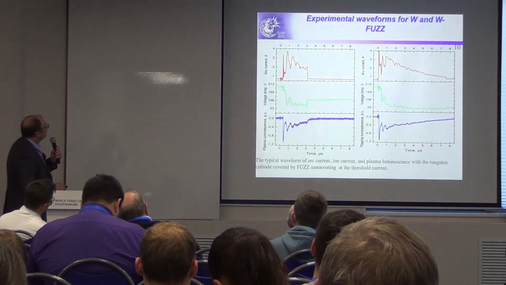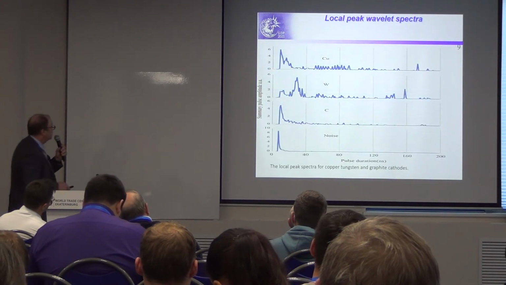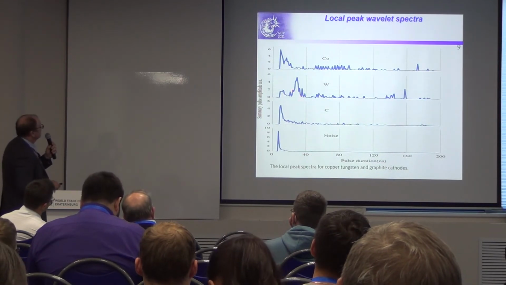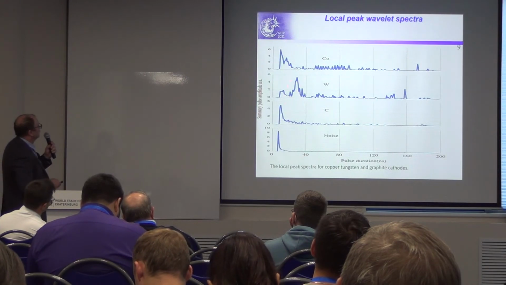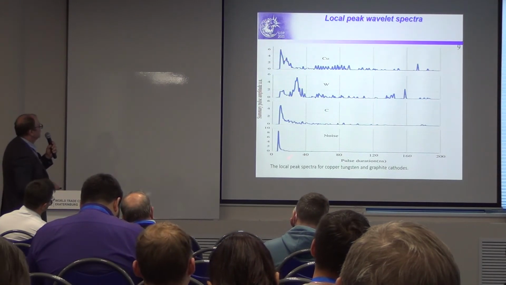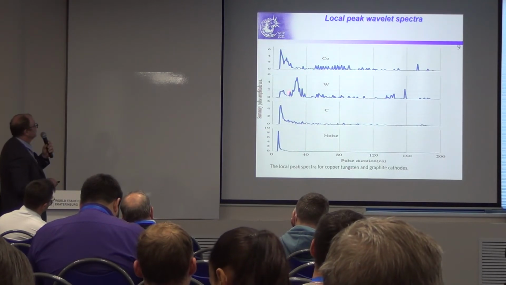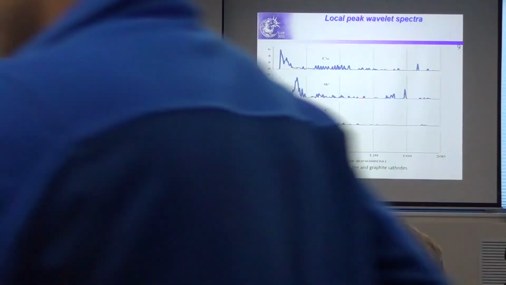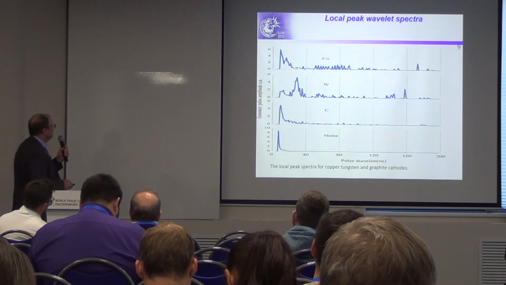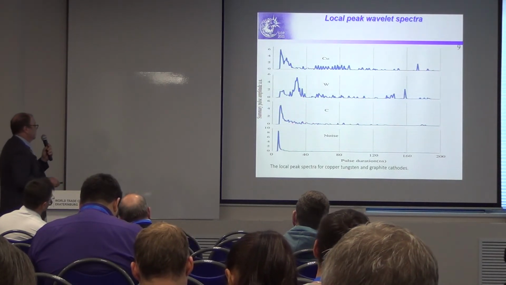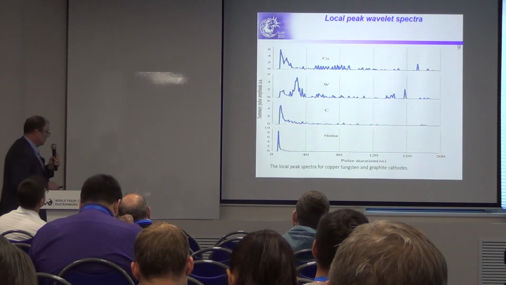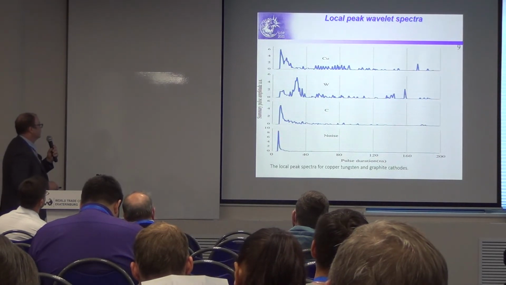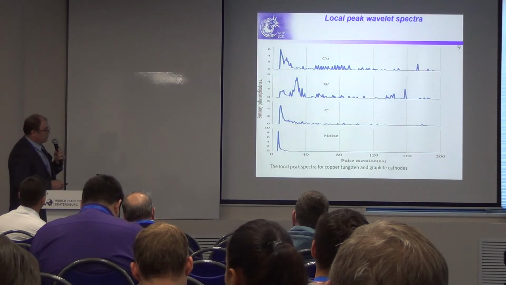And on this slide, one can see the local peak wavelet spectra. In these spectra, one can see the presence of significant local peaks of several and tens of nanoseconds with copper cathodes and tungsten cathodes, but on the graphite cathodes there are no local peaks in the region of several, several tens of nanoseconds. And the noise spectrum is very smooth.